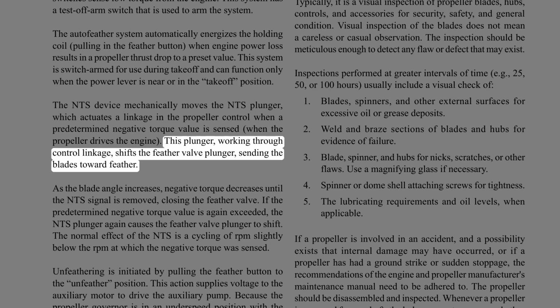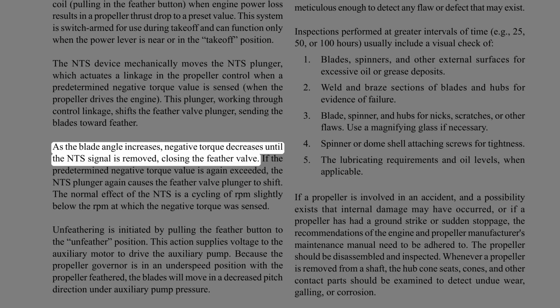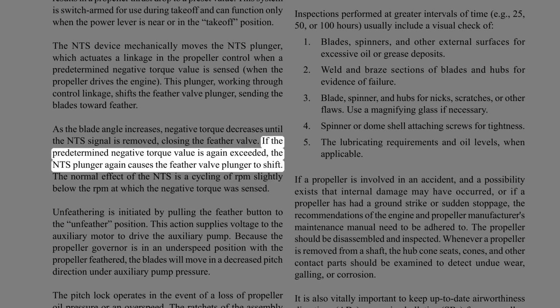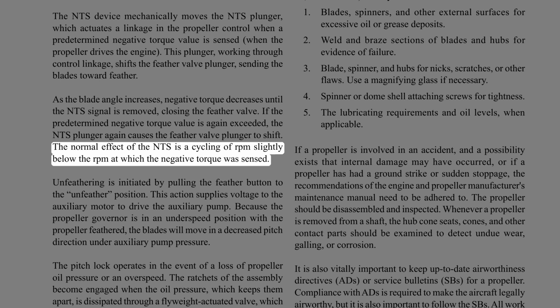This plunger, working through control linkage, shifts the feather valve plunger, sending the blades toward feather. As the blade angle increases, negative torque decreases until the NTS signal is removed, closing the feather valve. If the predetermined negative torque value is again exceeded, the NTS plunger again causes the feather valve plunger to shift. The normal effect of the NTS is a cycling of RPM slightly below the RPM at which the negative torque was sensed.